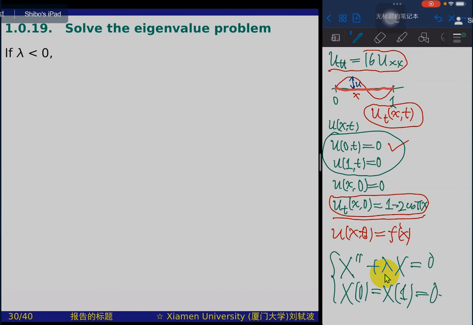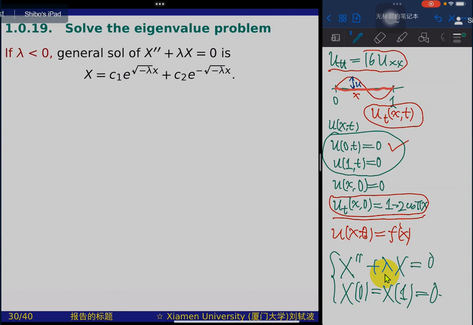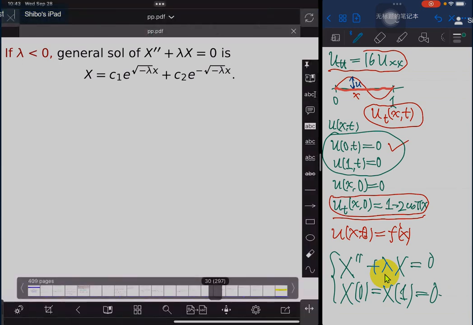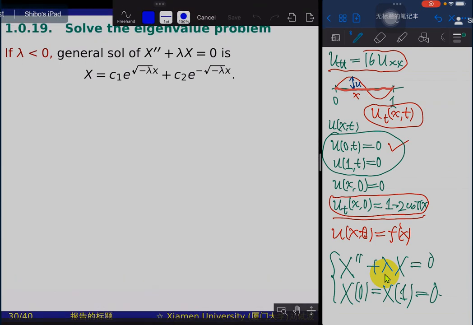When lambda is negative, the general solution of this ODE is a linear combination of two exponential functions. That is the general solution. You should know this because you have studied ordinary differential equations. Now we need to take the boundary condition into account. The boundary condition is X(0) equals X(1) equals 0.